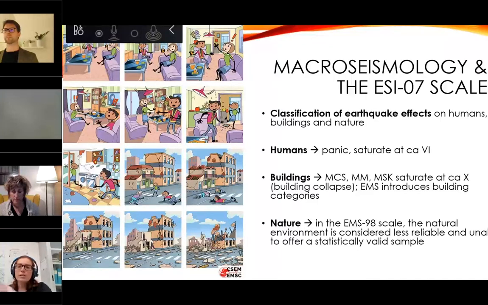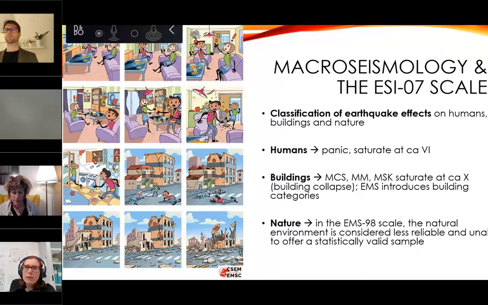And this is the main topic, or the core, of most intensity scales. In particular, in Italy, we have the Mercalli-Cancani-Sieberg scale. In many other parts of the world, there is the Modified Mercalli scale. In Eastern Europe, the Medvedev-Sponheuer-Karnik scale, MSK, is much more used.